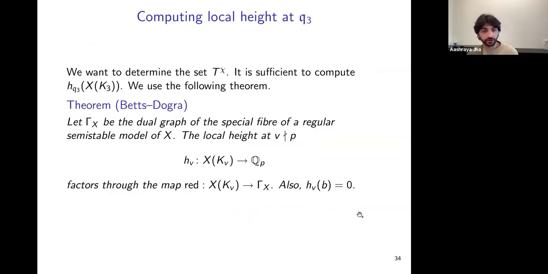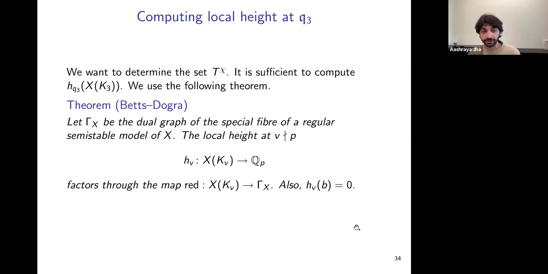Okay, so why dual graphs? Because we have this theorem of Betts and Dogra. If gamma X is the dual graph of the special fiber of a regular semi-stable model, they have a theorem that says the local height factors through this natural reduction map of X(K_v) to gamma X. And by gamma X, I actually mean the vertices of gamma X, not the edges. And what we also get is that the height of the base point we can fix to be 0.